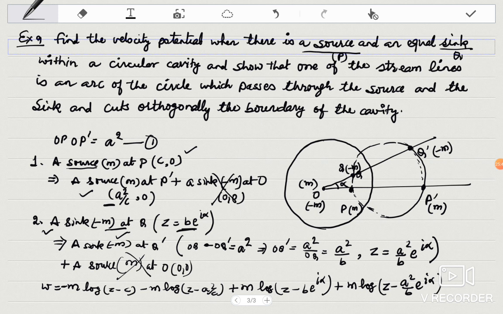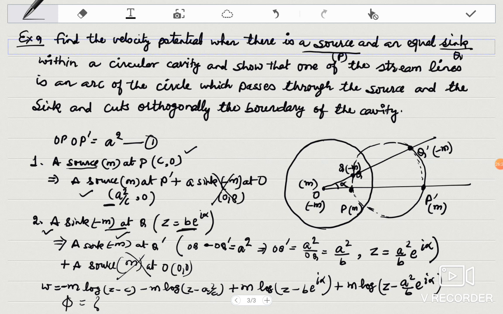Now from here you may easily solve it for phi and psi. You may write z is equal to r e raised to the power I theta. Similarly here you may open e raised to the power I alpha. You may separate it into real and imaginary parts, and equating the real part you will get your velocity potential. The question says, when there is a source and an equal sink within a circular cavity, find the velocity potential and show that. So in the first part you have to find the velocity potential. That means by equating the real part you will get phi. So this is the first part.